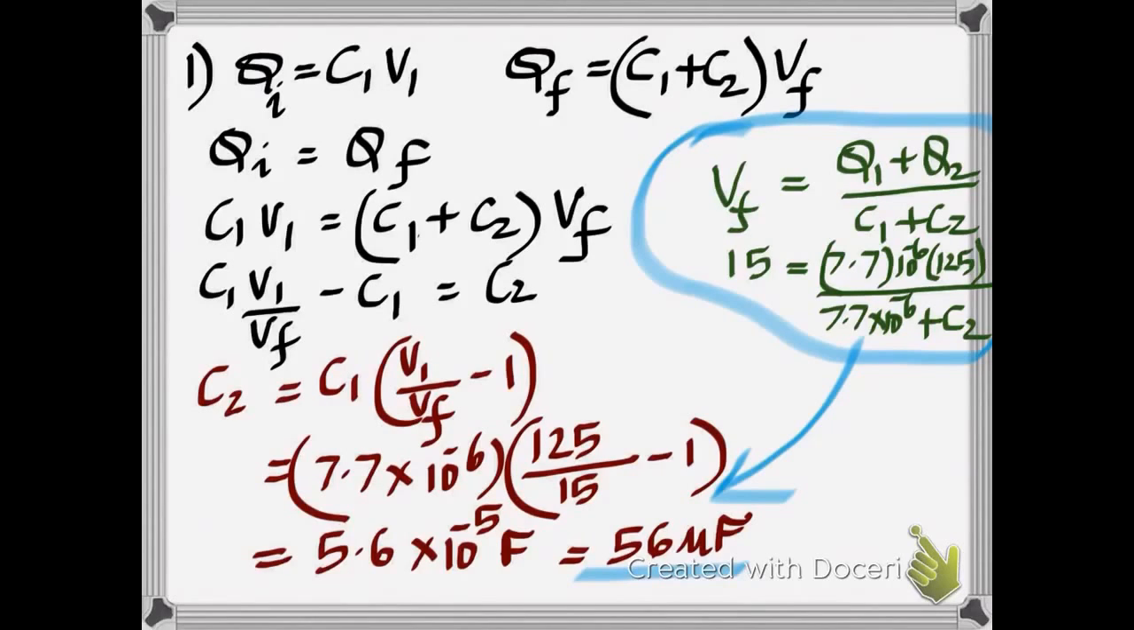And this is number 5. You have a 7.7 microfarad capacitor charged to 125 volt, which is then disconnected and connected to an uncharged capacitor. The final voltage on each is 15, which means they are connected in parallel. You got to find the value of the second capacitor.